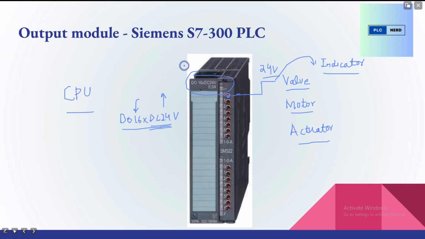In this case, just for explanation, I used a digital output module, but we also have an analog output module that sends the data in the form of 4 to 20 milliampere DC current, right? So those devices which are compatible with the analog output signal of 4 to 20 milliampere would be interfaced with the analog output module of the PLC.